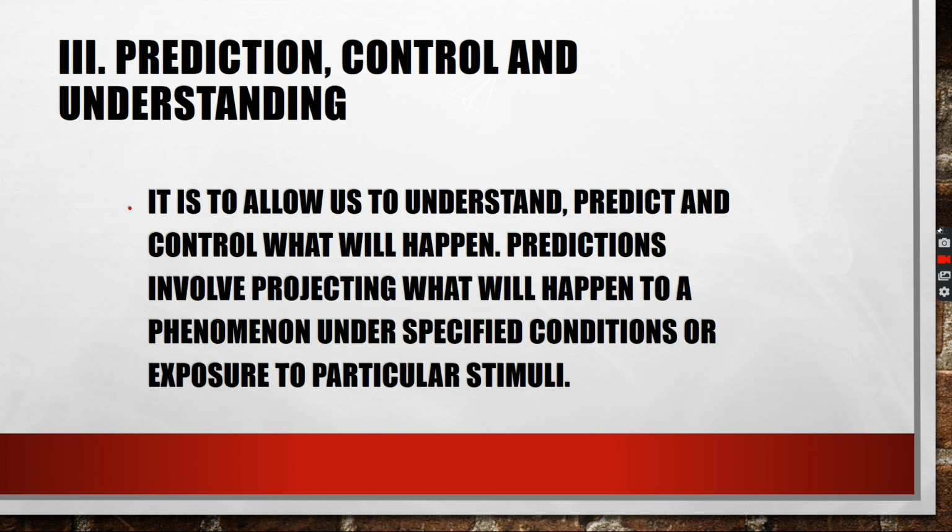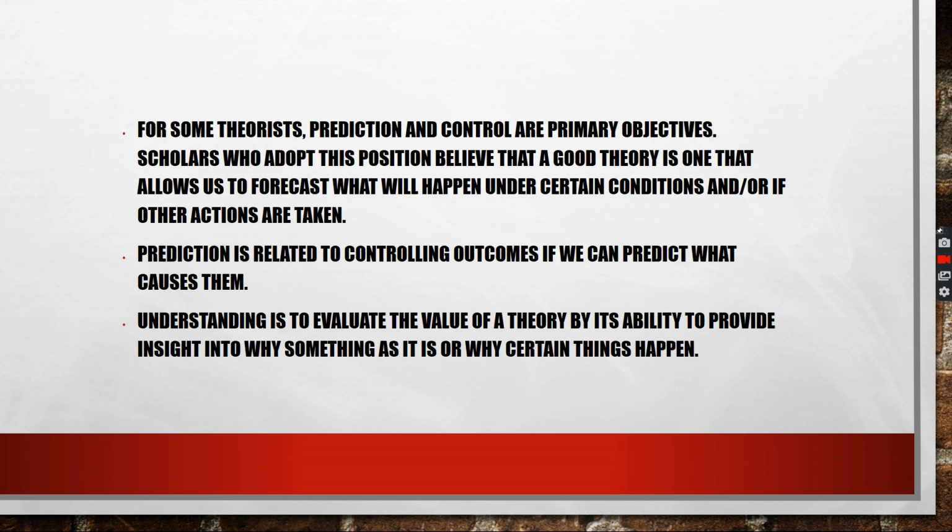Prediction involves projecting what will happen to a phenomenon under specific conditions or exposure to particular stimuli, as I explained to you. Scholars who adopt this position believe that a good theory is one that allows us to forecast what will happen under certain conditions. Prediction is related to controlling outcomes. We can predict by understanding the cause. Every effect has a cause. What caused this effect? As I said earlier, maybe an increase in poverty may cause an increase in crime rates, with people committing crimes like snatch thefts and so on and so forth.